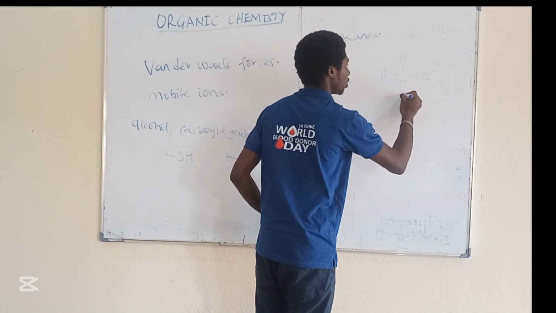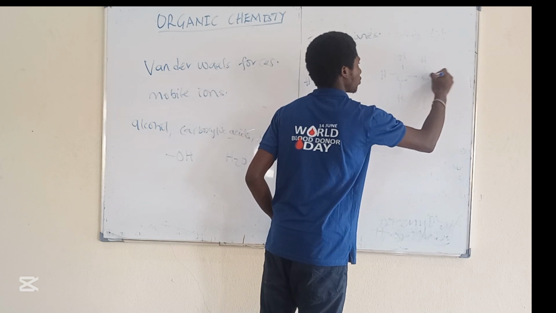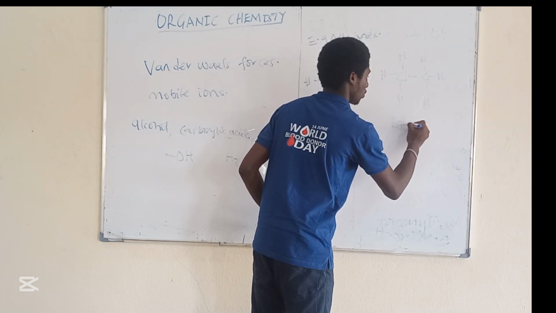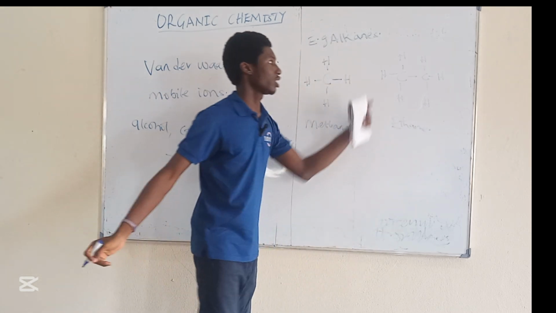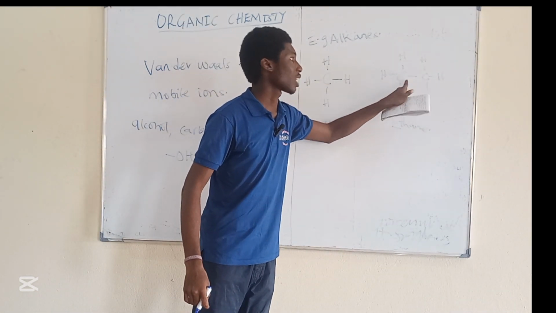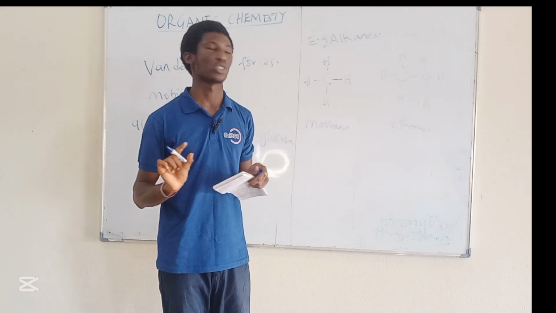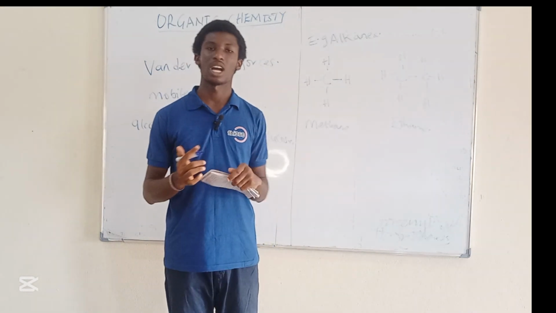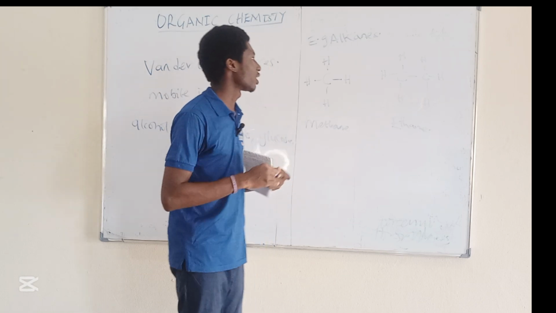Your ethane is another what? This is ethane. See, this is ethane, and the carbon atoms are joined by only what? You see, the carbon atoms are joined by single covalent bonds, and that is why it is a saturated organic compound.